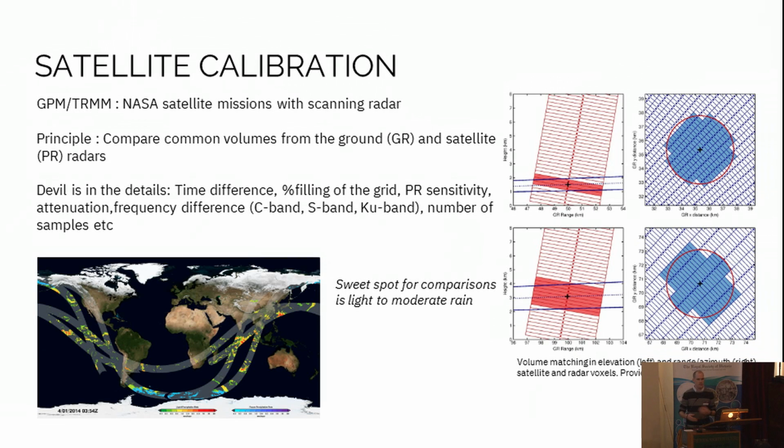Obviously, these radars don't provide continuous coverage. We have to wait for passes, and often passes don't have any data points in them. So we may only get a dozen or more samples per year per radar for calibration. Satellite radars have a different sensitivity, a different band, we have to take account for. And of course, you need a large number of samples to build up a robust statistic.